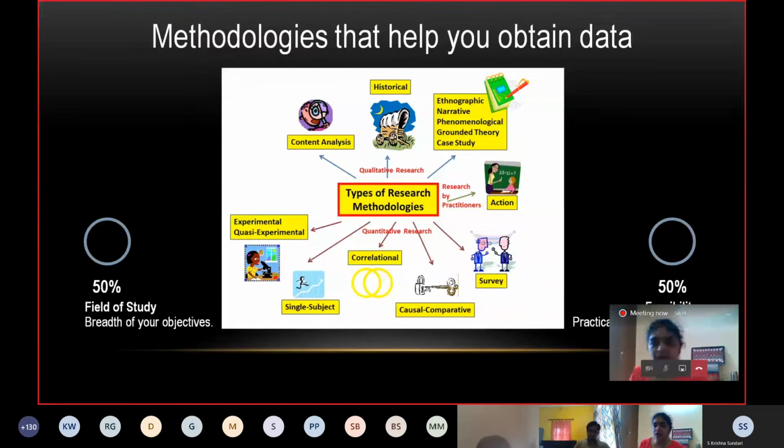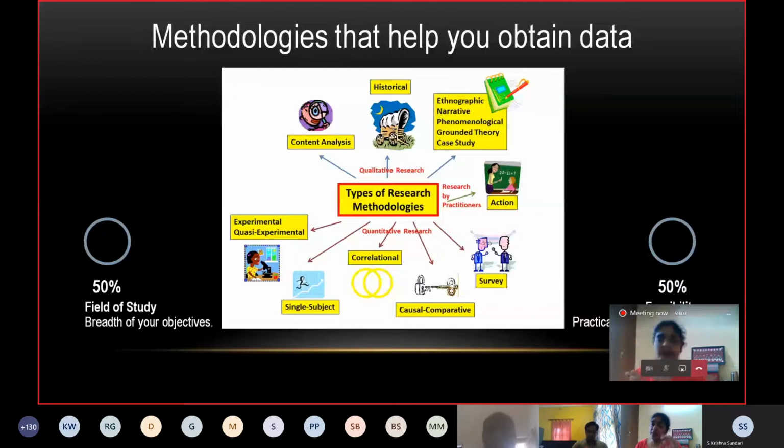I have given the ratio over here. So 50% is determined by the field of your study. For example, let us say you are a biotechnologist. Obviously, the readers would like to see real-time experimental data. At the same time, if you are a marketing researcher or market analyst, it's not a wet lab experiment that you are doing, but survey-based research or a market prediction based analysis. So what determines the methodology to follow is the field of study and also the feasibility.